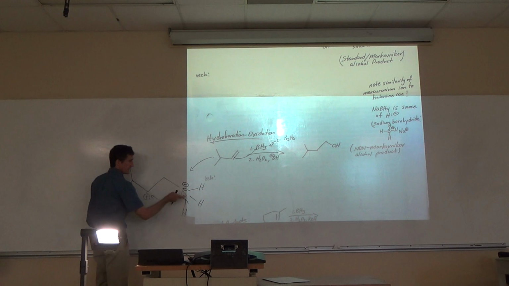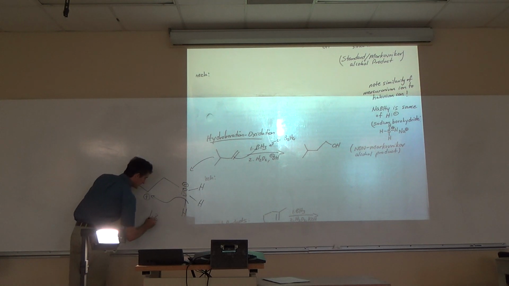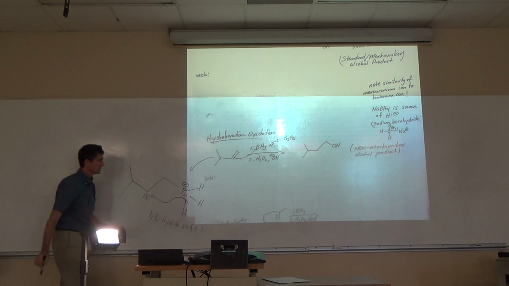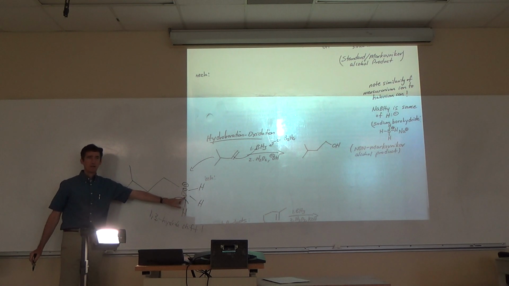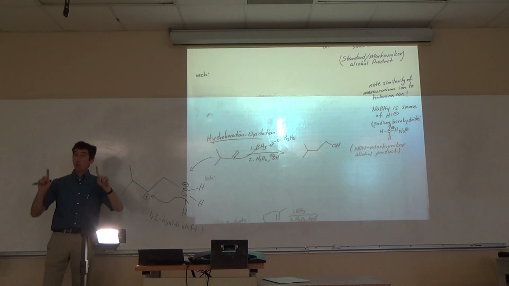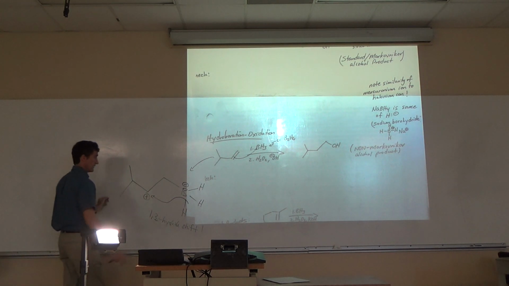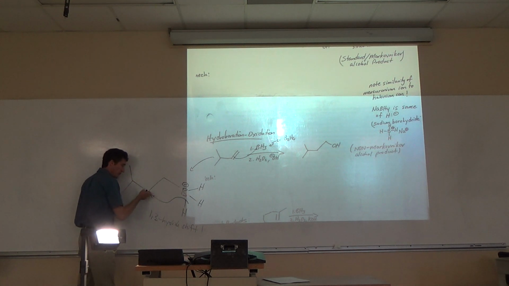The difference is, it's not going from here to here, it's going from here to here. A 1,3 hydride shift. Because the boron is 1, where does the H end up? Not on 2, but on 3. Our previous hydride shifts were 1,2 hydride shifts. They went from one carbon to the next carbon. One atom to the next. This is one atom to the third.